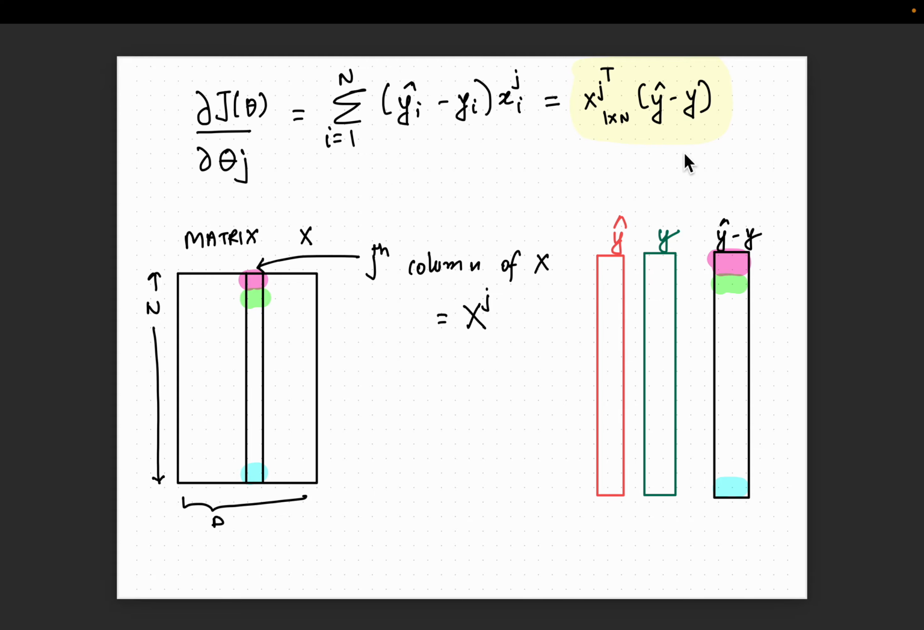Now you should again pause at this minute and use this expression to try and generalize and find del J theta with respect to del theta.